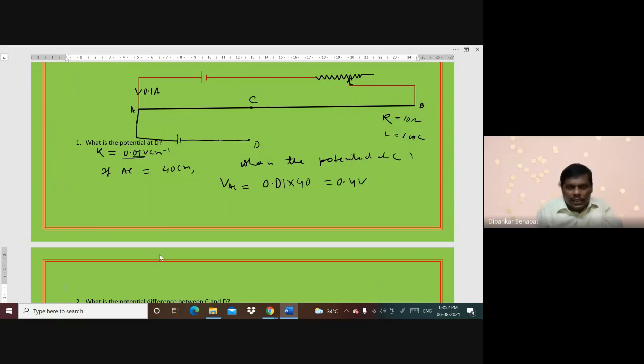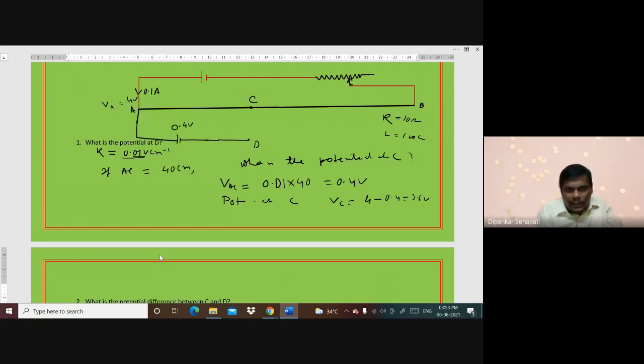Therefore, let us find the potential at C first. Potential at C, that is VC, equal to what I can write here. We consider VA is equal to 4 volt. So VC will be equal to 4 minus 0.4, that is equal to 3.6 volt. Okay, potential at C. Now if we take this, the cell has the EMF 0.4 volt.